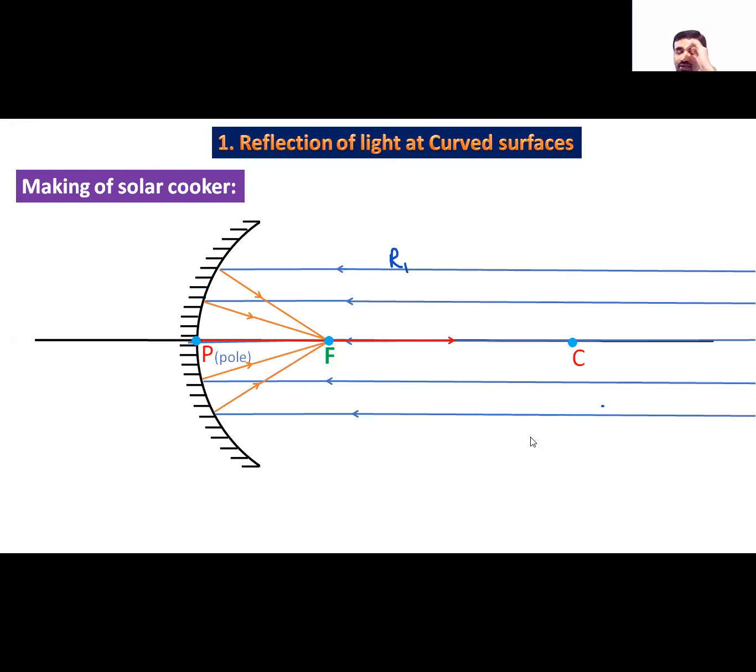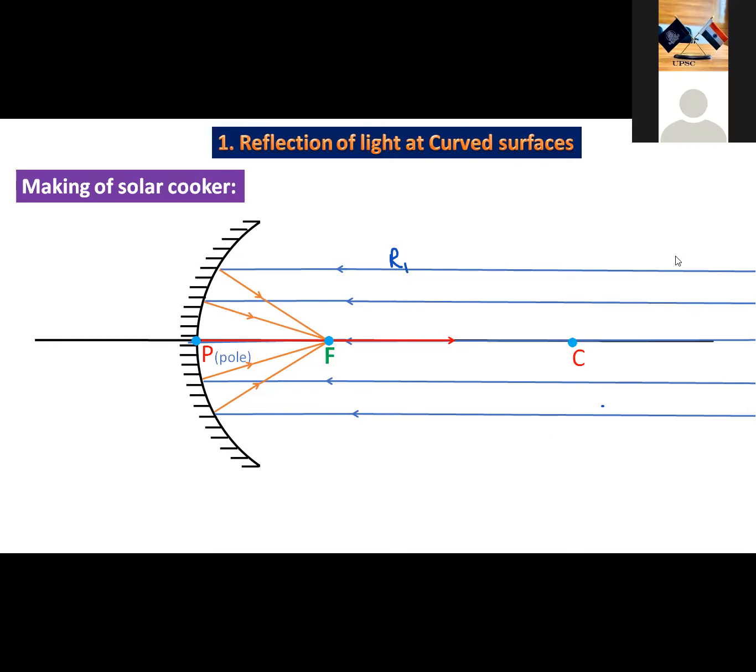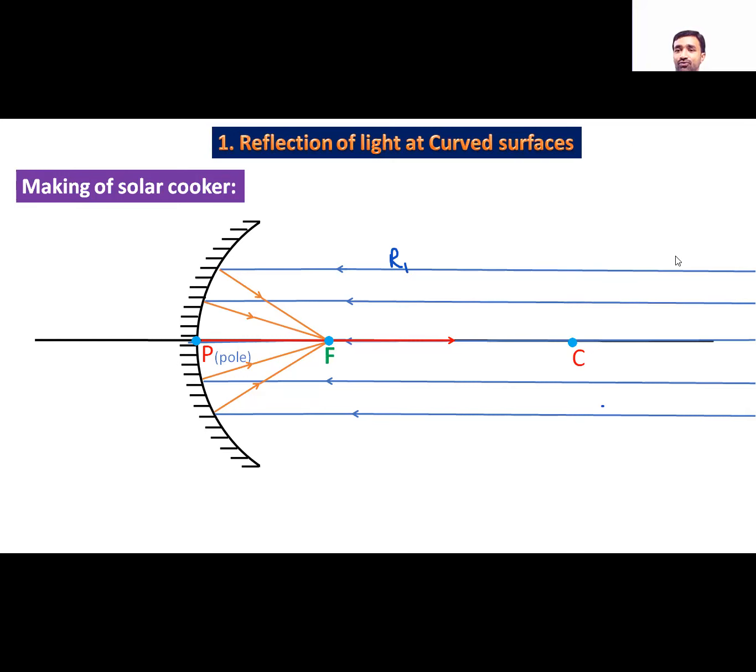In the lab activity, burning of paper or focusing sunlight on the paper, Activity 2. Are you following me? Right. So here you will obtain a sharp image. If you keep a paper at this spot, what happens? It starts burning after some time. Why is it starting to burn?